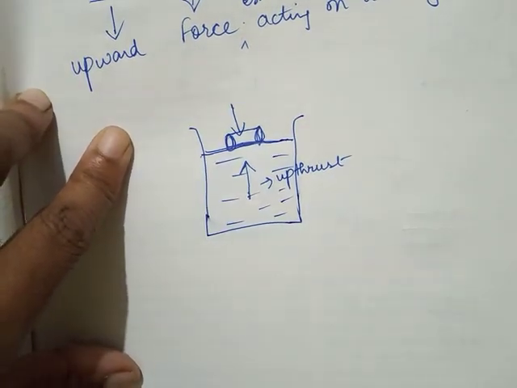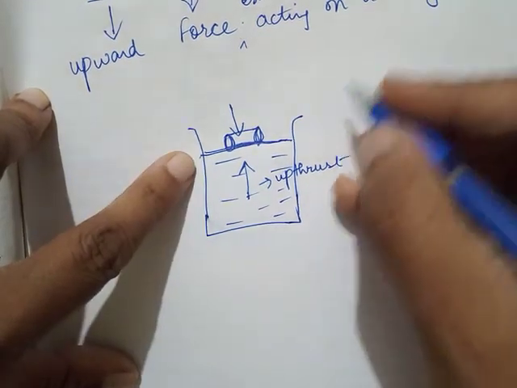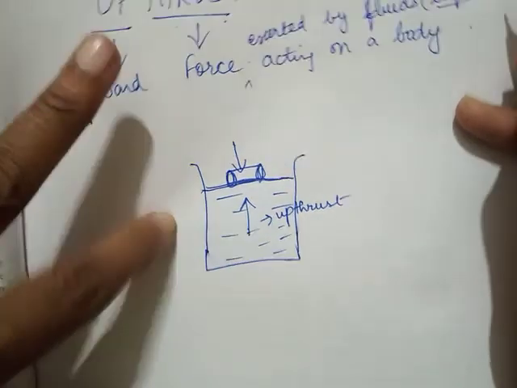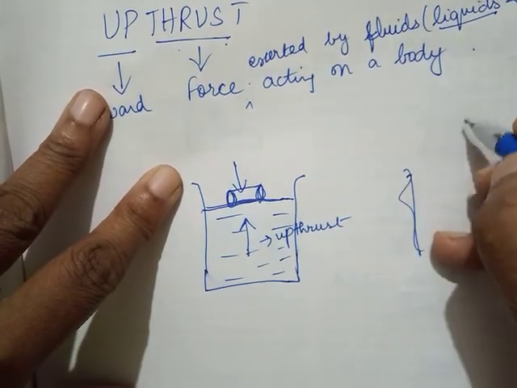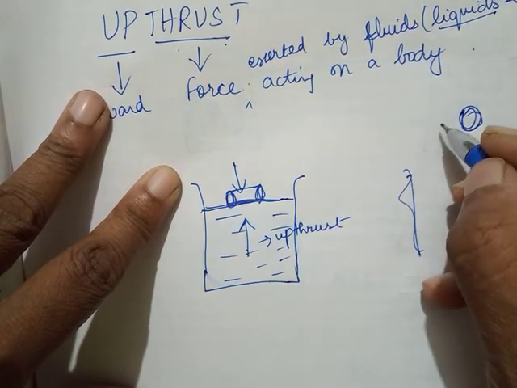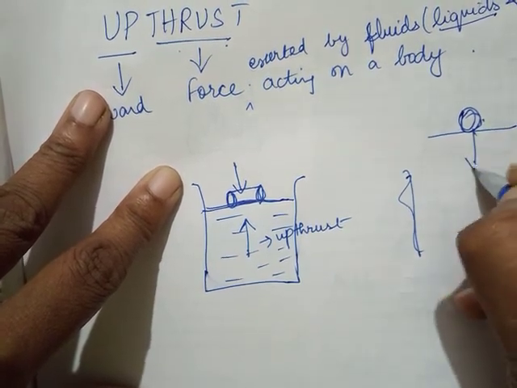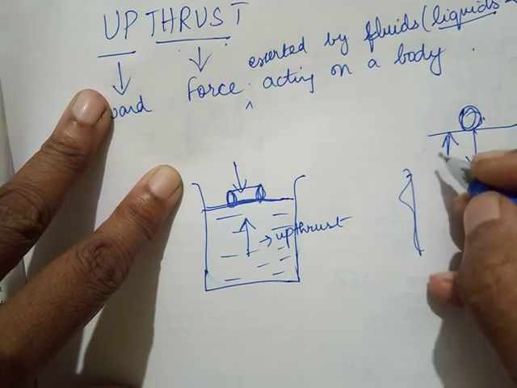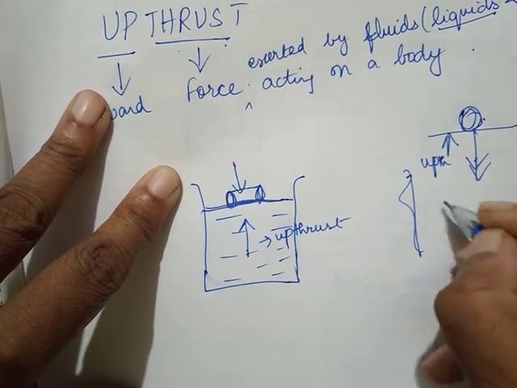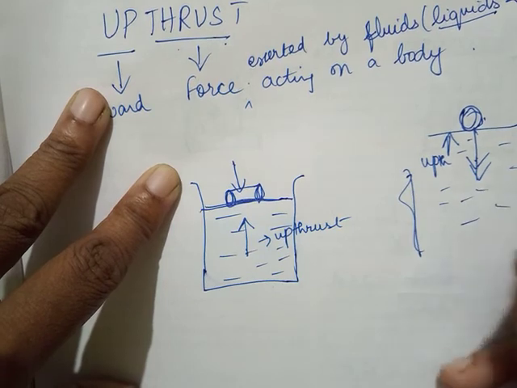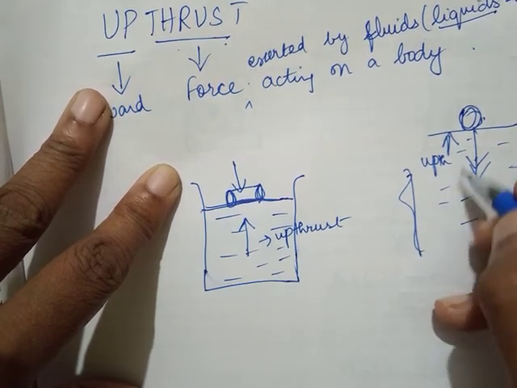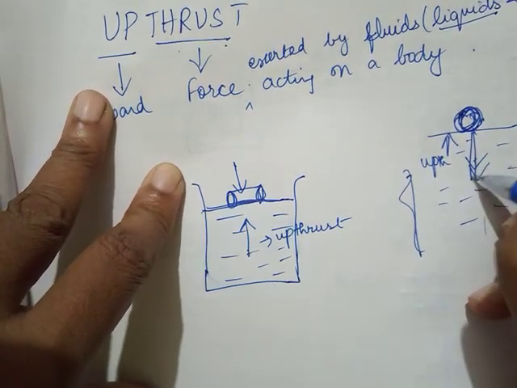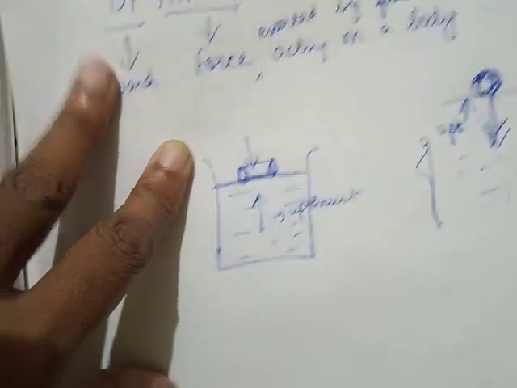So on each and every body on the surface of earth, as I told you, upthrust is exerted by both liquids and gases. So suppose I'm dropping a ball from a height. Even this is under upthrust. An upthrust is acting on this also, exerted by the air. It will be coming down. In this case, because the weight is more, if it's a solid stone, it will quickly come down.